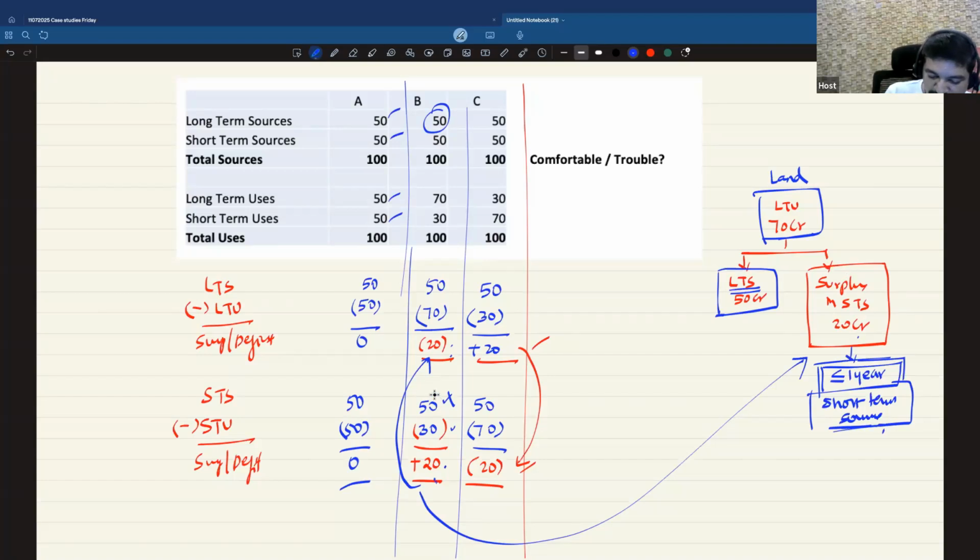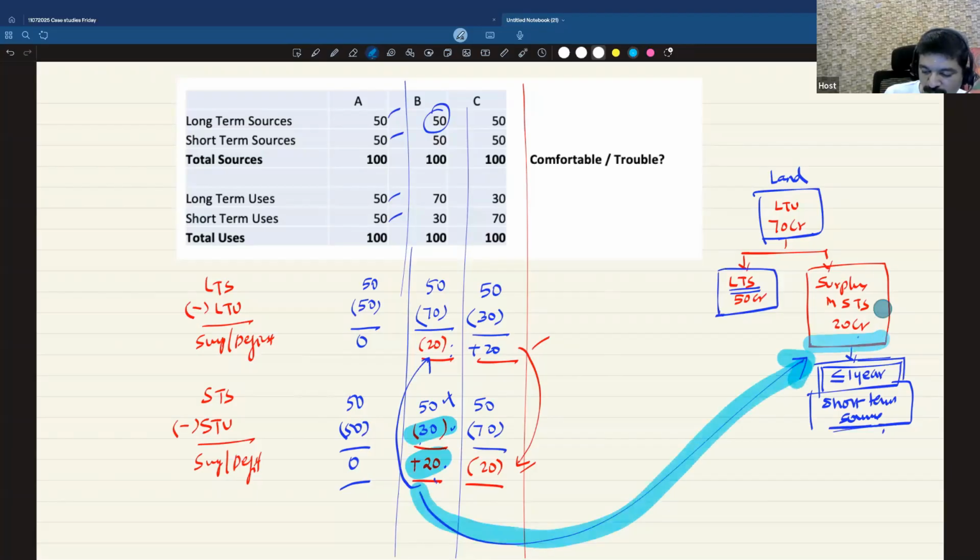Now, whoever has given this 50 crore, if they demand the repayment, I will be in trouble. Why? Because for paying 50 crore, the resource available is only this 30 crore. What about the remaining 20 crore? It is not immediately available, because this 20 crore had flowed into this long-term asset. Yes or no? Are you able to understand?